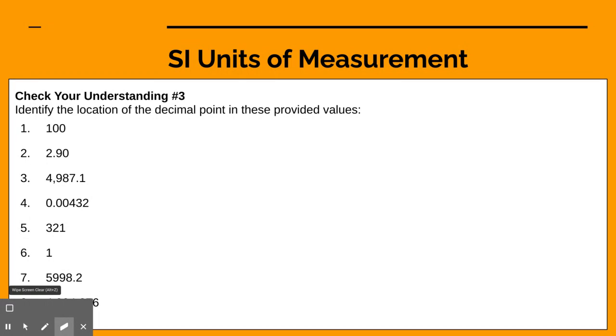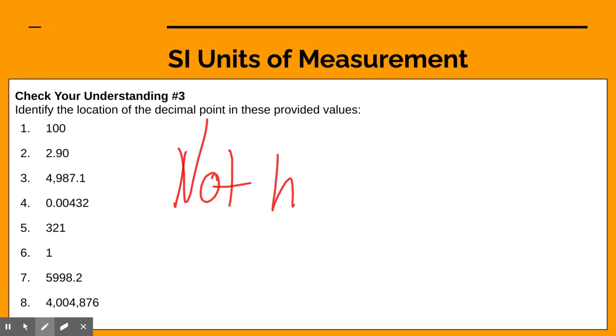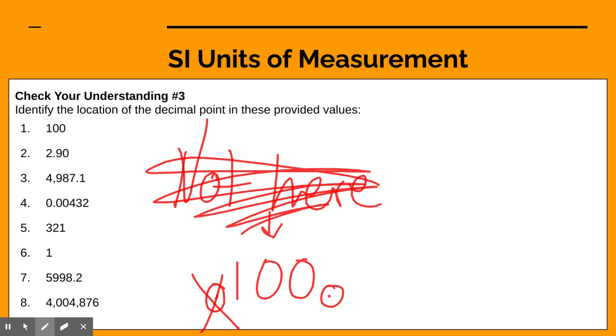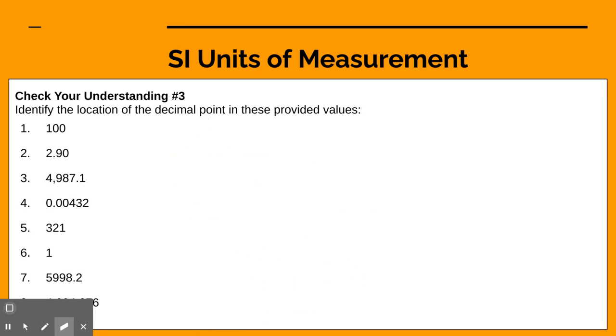It is not here. It is not here. This is not where it's at. Never will it ever be there. If it's not provided, it'll be here. If the decimal is not provided, it will be at the right hand end of your value. Again, I cannot stress that enough.